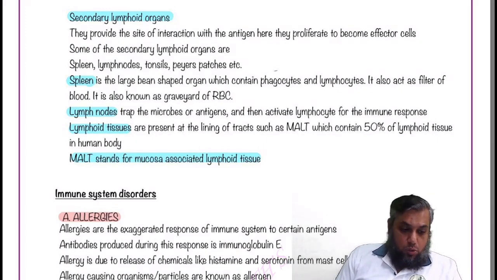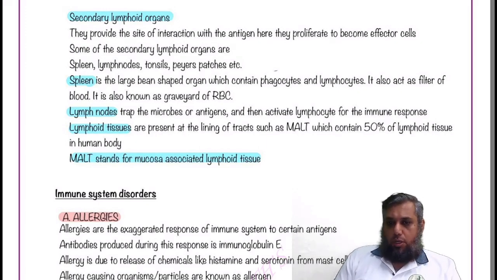System, and it accounts for say 50% of the lymphoid tissue in the body, this particular mucosa associated lymphoid tissue.